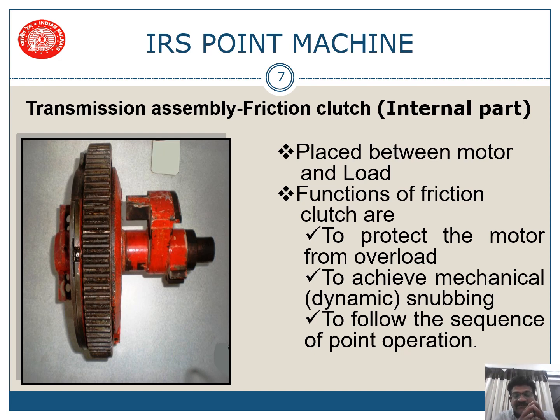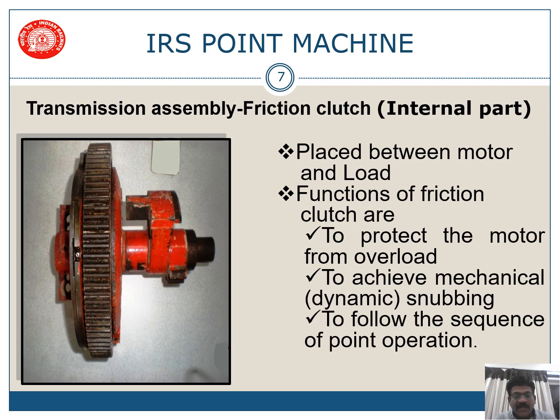What are the functions of a friction clutch? It is mainly used to protect the motor from overload, to achieve mechanical or dynamic snubbing. So पॉइंट स्मूथ ऑपरेशन के लिए आफ्टर कंप्लीटिंग द ऑपरेशन वो स्मूथ स्टॉपिंग रहना है जिसको कहते हैं स्नबिंग. सो दिस इज अचीव्ड मैकेनिकली ओनली एंड टू फॉलो द सीक्वेंस ऑफ पॉइंट ऑपरेशन.